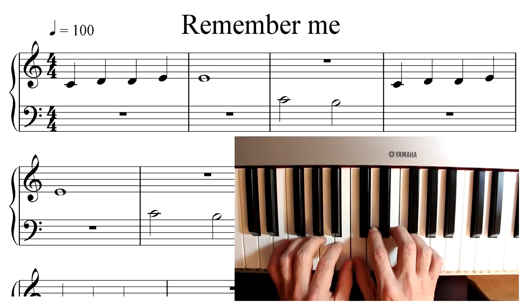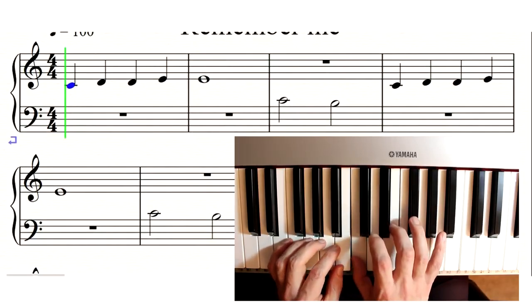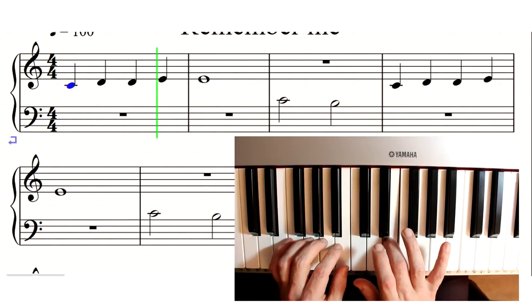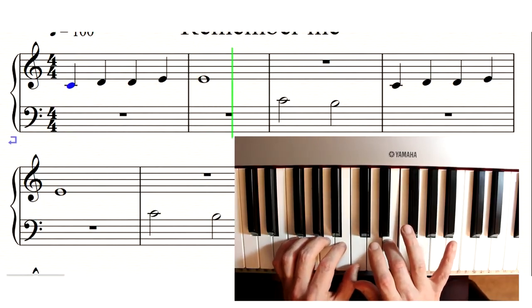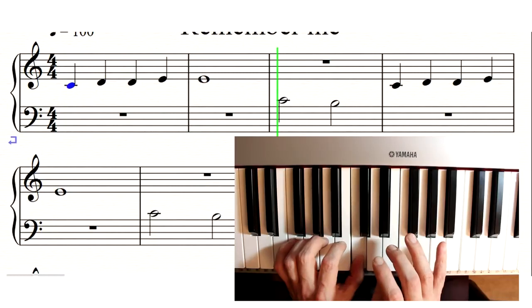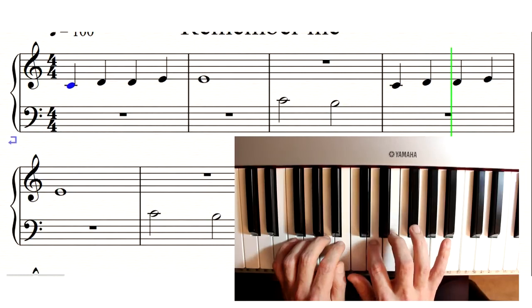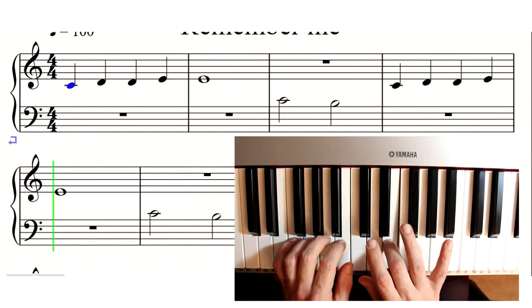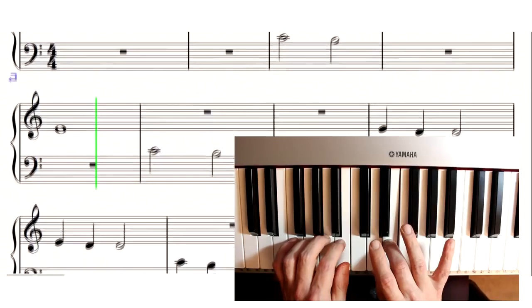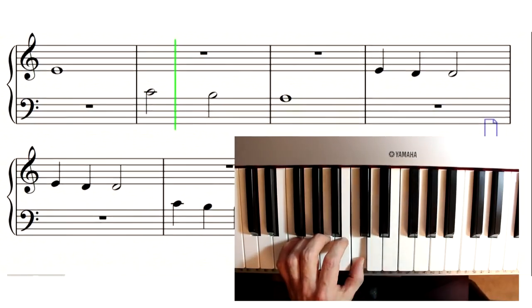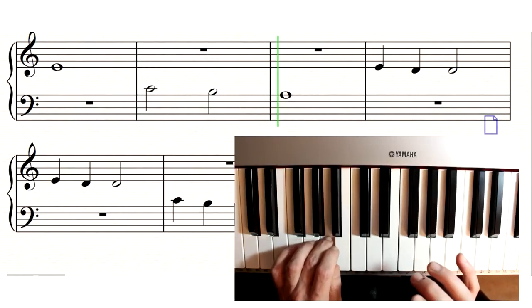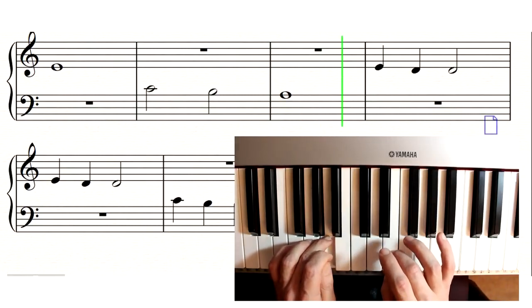Let's try this. First of all, I count 4 to establish the pulse. 1, 2, 3, 4. Ta, ta, ta, ta. 1, 2, 3, 4. 1, 2, 1, 2. Ta, ta, ta, ta. 1, 2, 3, 4. 1, 2, 1, 2. 1, 2, 3, 4.